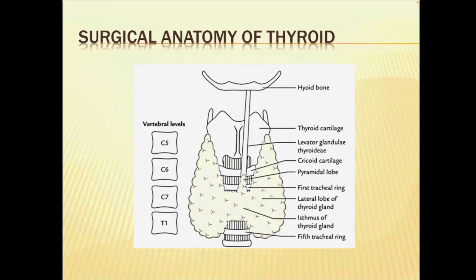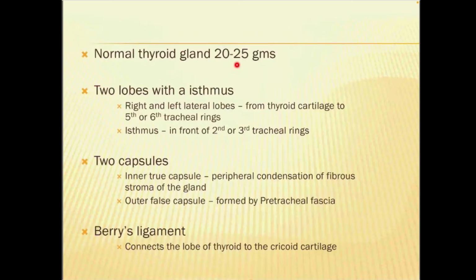Coming to the normal weight of the thyroid gland. The normal weight of the thyroid gland ranges from 20 to 25 grams. This can be your PG MCQ question. And where are the two lobes along with the isthmus located? Both the lateral lobes extend from the thyroid cartilage to the 5th or 6th tracheal ring, while the isthmus extends from the 2nd to the 3rd tracheal ring.